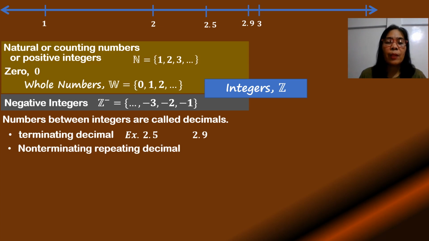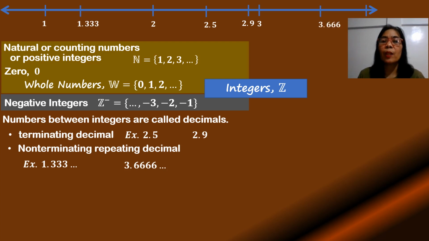Another type of decimal is the non-terminating repeating decimal. For example, we have 1.3333, where the digit 3 is repeated endlessly. So we can approximately locate 1.333 somewhere here. We also have numbers such as 3.666, so we can locate that number somewhere between 3 and 4.